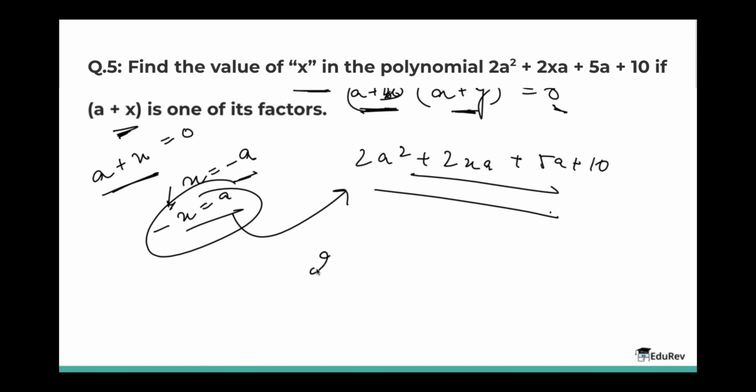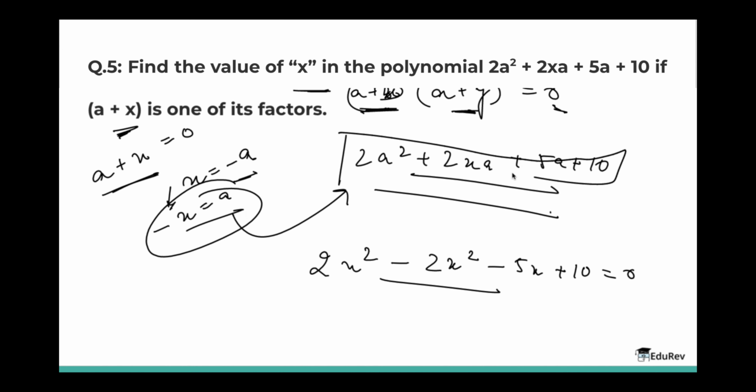So what is it going to be? It's going to be 2x square minus 2x square minus 5x plus 10 equal to 0. How did I get this equation? I just substituted minus x in place of a in this equation. So now 2x square minus 2x square cancels, and minus 5x plus 10 is equal to 0. And x is going to be nothing but 10 by 5. Therefore, x is 2. So this is the answer, x is 2.